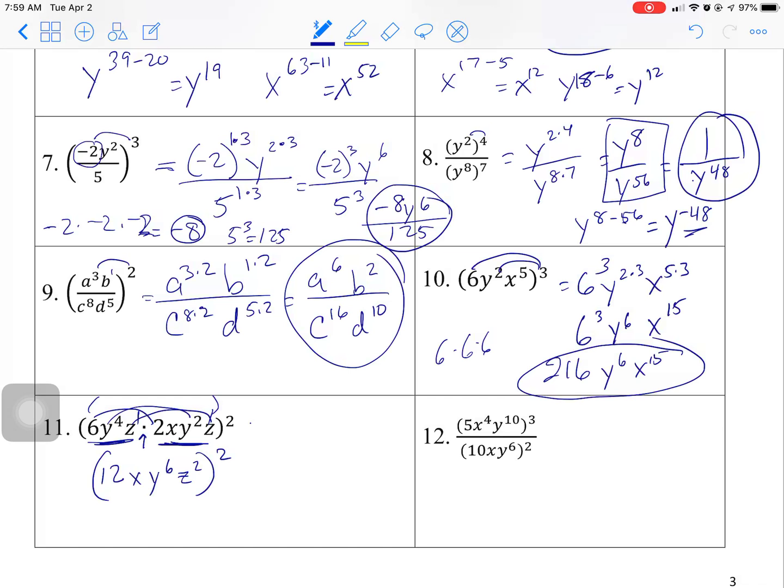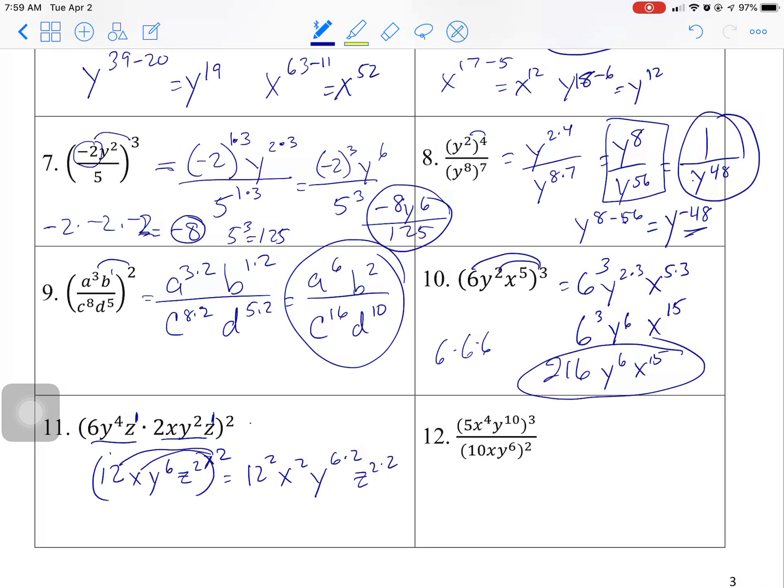So make sure you're multiplying that times this in the parentheses first, getting this, and then you're distributing this. So this is going to be 12 to the 2nd, x to the 2nd, y to the 6 times 2, and then z to the 2 times 2. Don't forget, that's a 1, that's a 1. You add them together, you get 2.